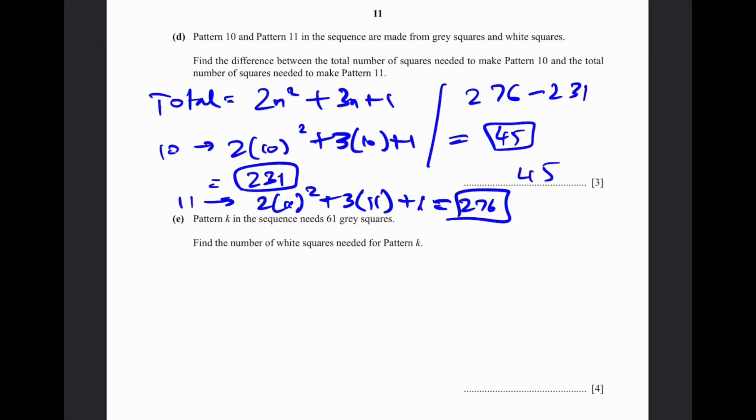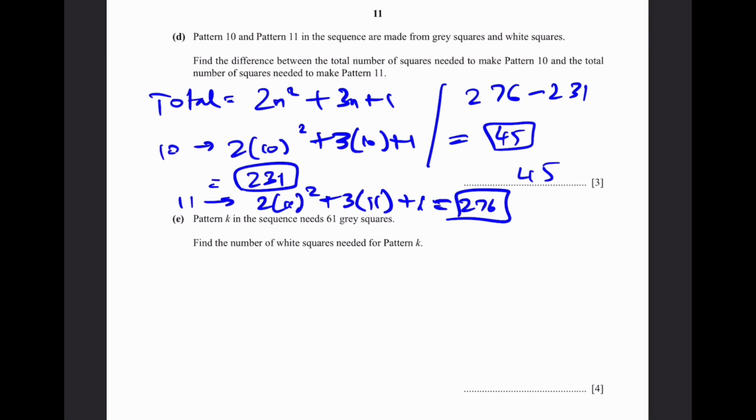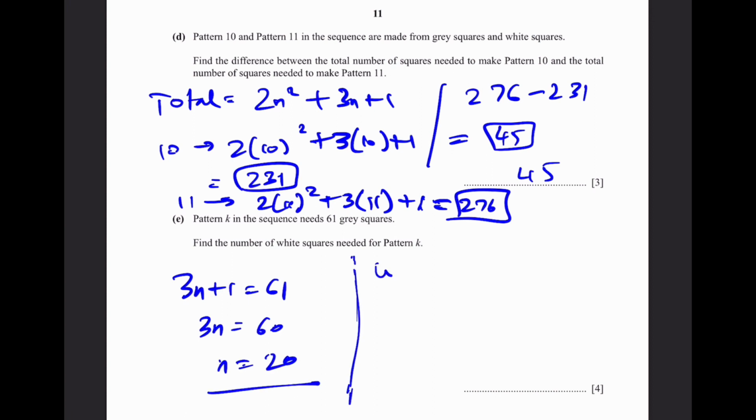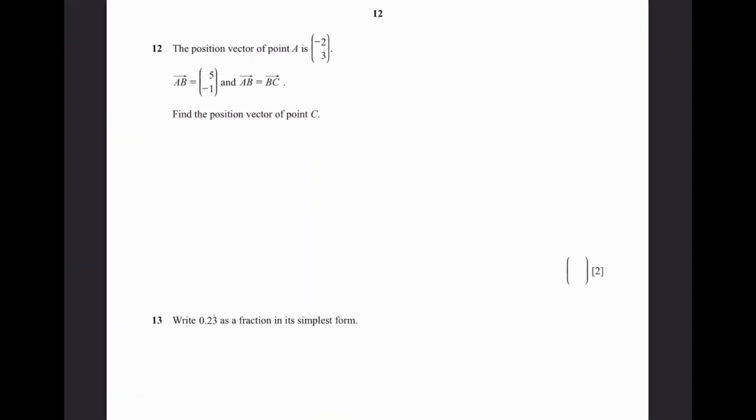Part E, pattern K in the sequence needs 61 gray squares. Find the number of white squares needed for this pattern. So 61 gray squares means 3n plus 1, which is the sequence for gray squares, is equal to 61. That means 3n is equal to 60, n is equal to 20. Now the number of white squares will be equal to 2n squared. And in this case, using n equals 20, 2 times 20 squared is 800. That's the answer.